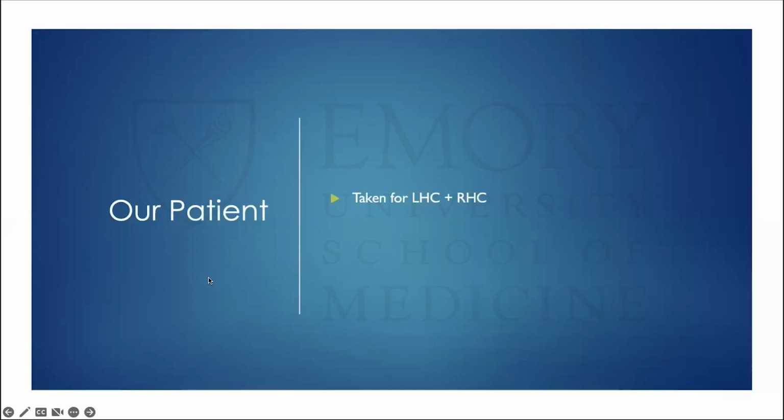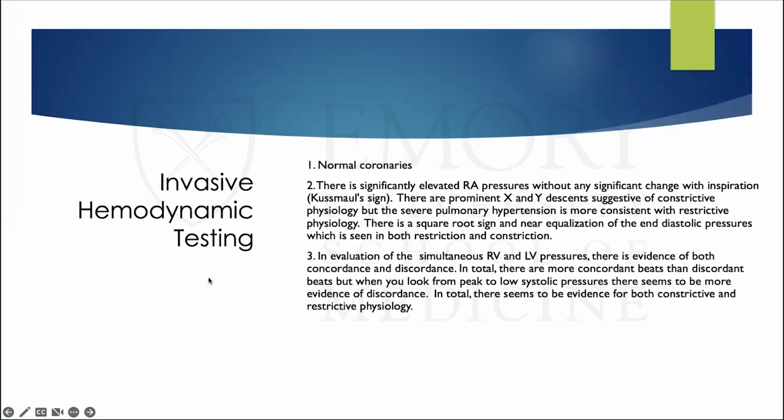So what happened with our patient? Our patient went for left and right heart cath, and they saw that he had normal coronaries, and he had evidence for both. He had elevated right atrial pressures, Kussmaul sign, and obviously prominent X and Y descent, but he also had pulmonary hypertension, which is more in line with restrictive physiology. He had square root sign, equalization of pressures. And interestingly, there was evidence of concordance as well as discordance. So it seemed like there was evidence for both.